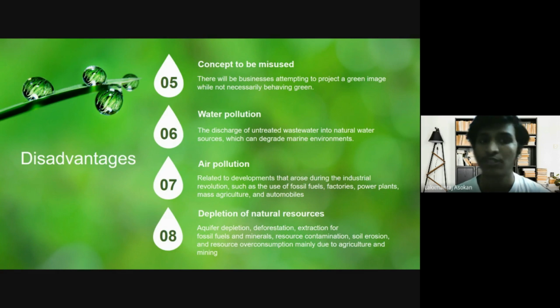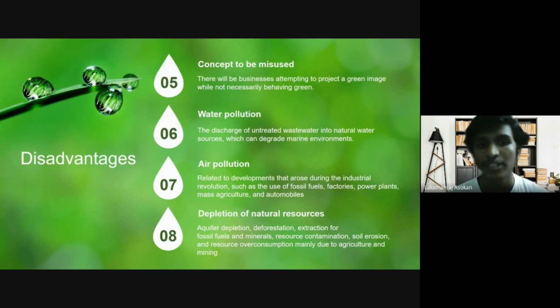And going on, there is water pollution and air pollution. Water pollution is the discharge of untreated wastewater into natural water sources. This would degrade the marine environments, because for example, in the water purification system there might be some chemicals involved and they might be thrown away not in a proper manner, and it might cause water pollution. And then there is also air pollution, which happened during the industrial revolutions and such. Many companies or plants that want to develop green technology will have to release gases and carbon monoxide, which is bad, and it will still go on with air pollution.